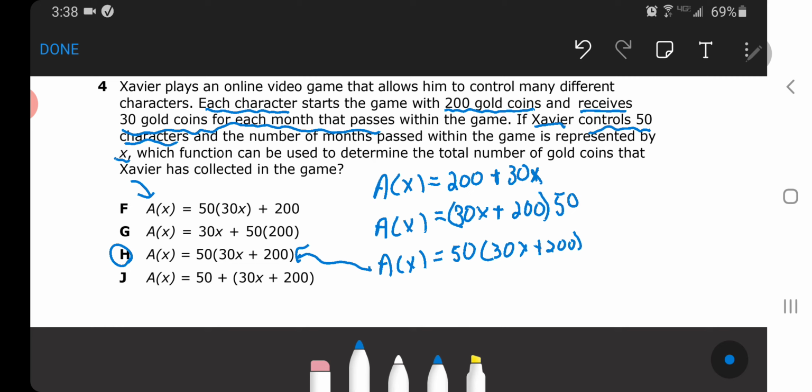And if you're asking why this guy's wrong, well, once again, 50 times 30x, once again, we got to remember that each character gets this. And he's got 50 of them. So each of his characters, the total amount of gold times each character. Hope that kind of explains it, clears it up. I don't know if I did the best job doing that, but hopefully so.